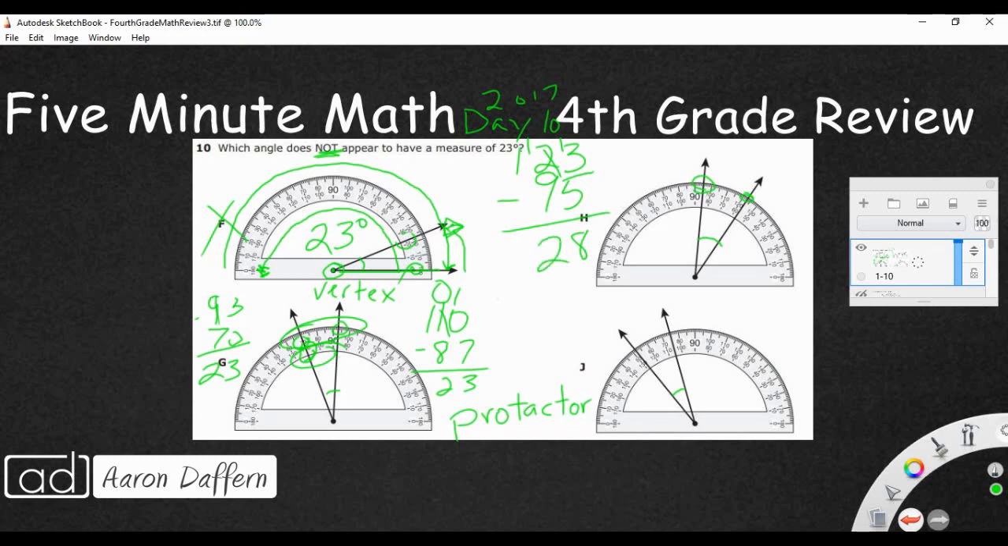Let's do the insides just to double check. That is 85. And that is about 57. So that looks like it is, yeah, it's going to be 28. So that's going to be our answer.